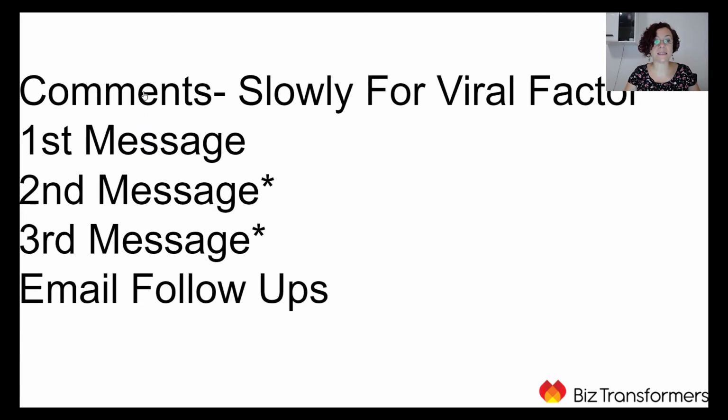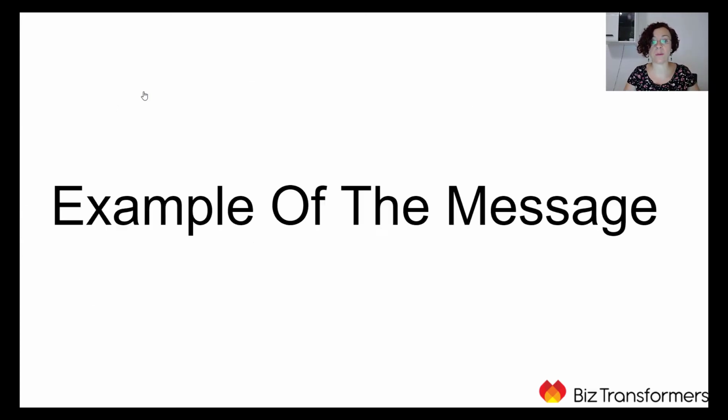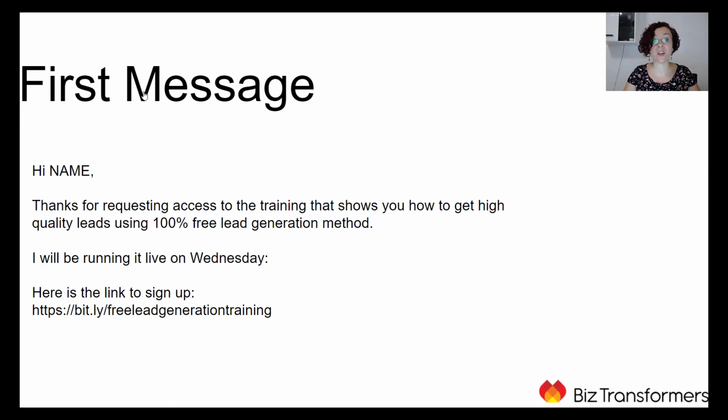So what is the process? Well, first of all, whenever you publish these posts on Facebook, you want to slowly comment on them, and every time the comment should be different. The second thing, you should have 1 or 3 messages and email follow-ups. An example of the messages is very easy. This is the first one, and this would be, hi name, and then I would send them a message reminding them of why they commented and why I'm sending them the message, and whatever it is that you're doing. In some of my cases, I'm running a live training, so I'm letting them know that on Wednesday, my live training is going to happen, right?